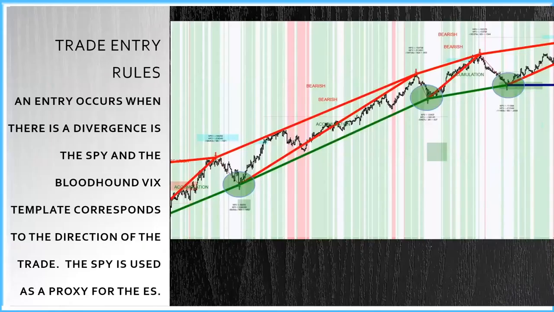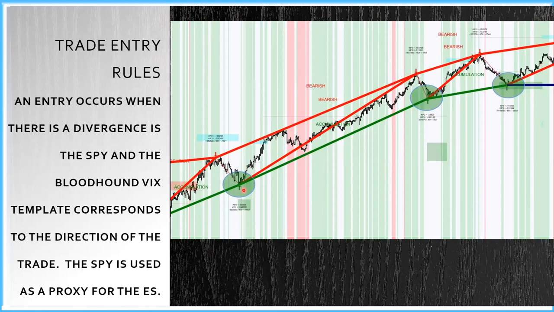So an entry is going to occur when there is a divergence in the SPY. And remember, I'm only looking for the two divergences, special divergence or accumulation and distribution. Here we see three nice trades, each of them accumulation, and each of them had the Bloodhound VIX template responding to the direction of the trade. So the entry is fairly simple.